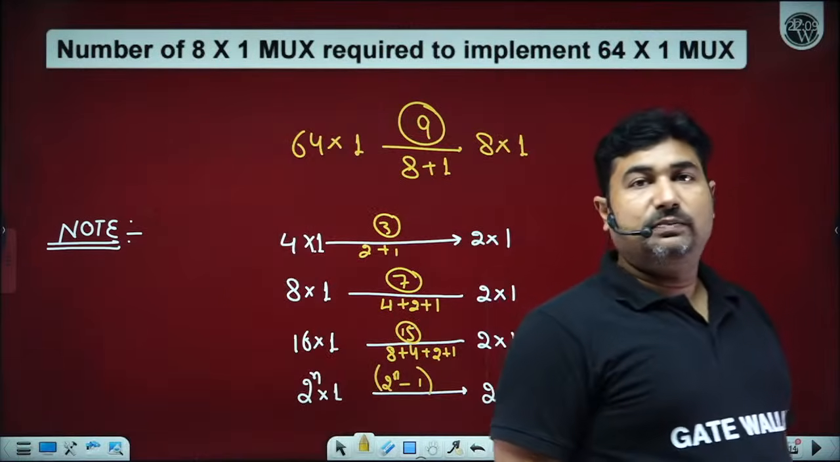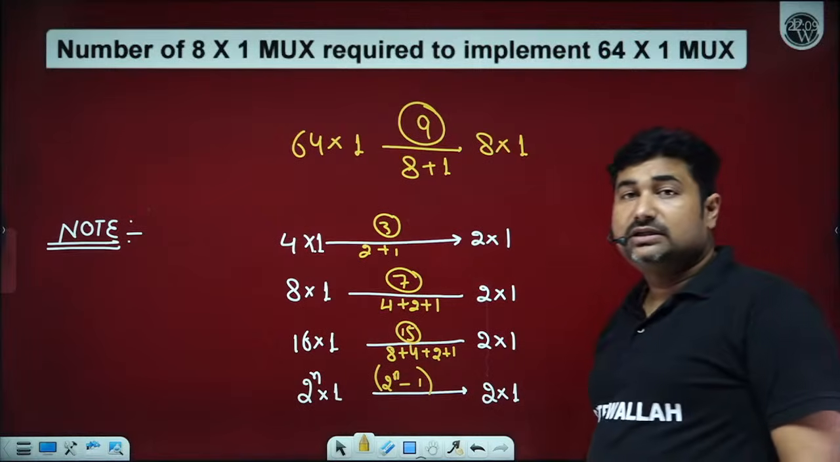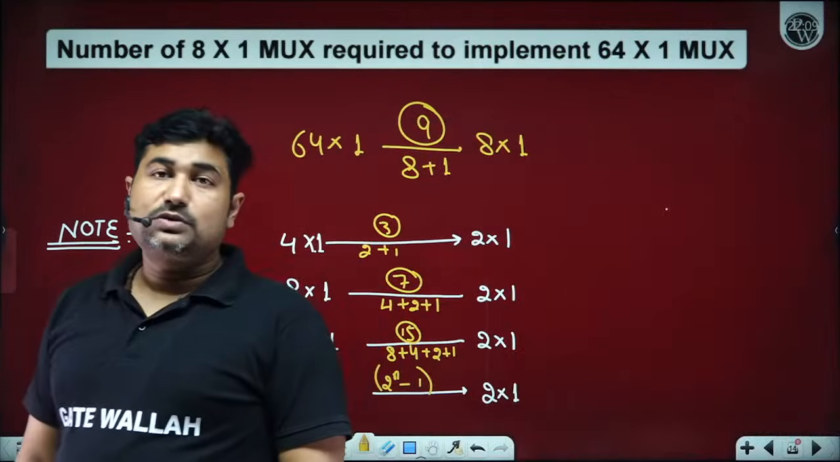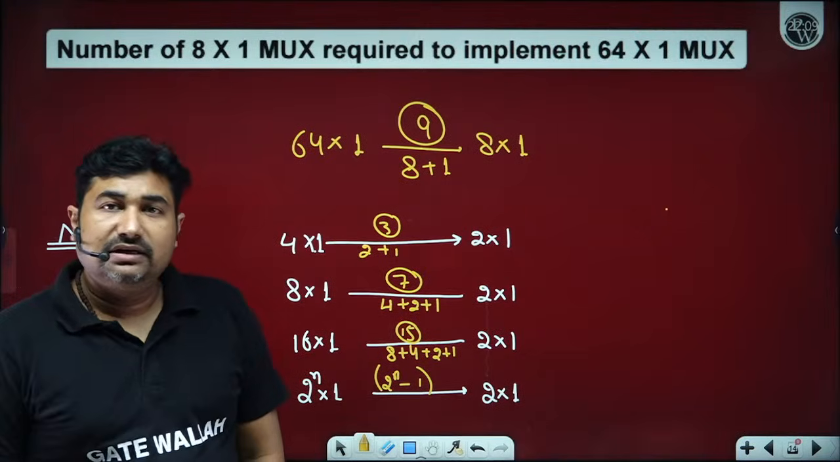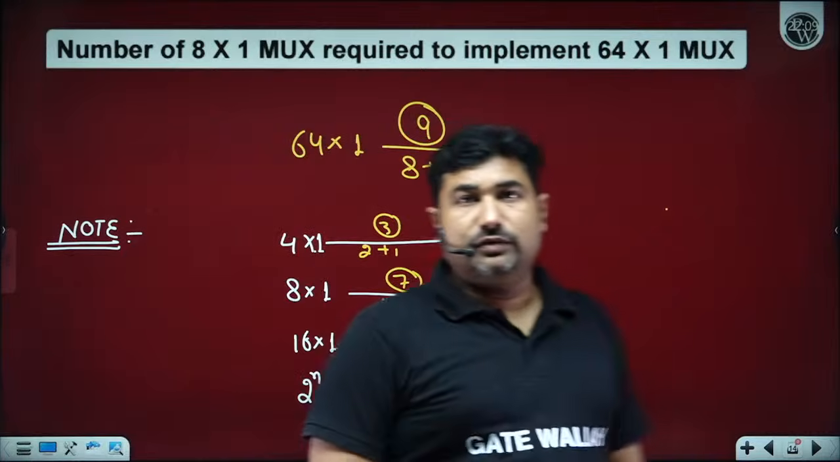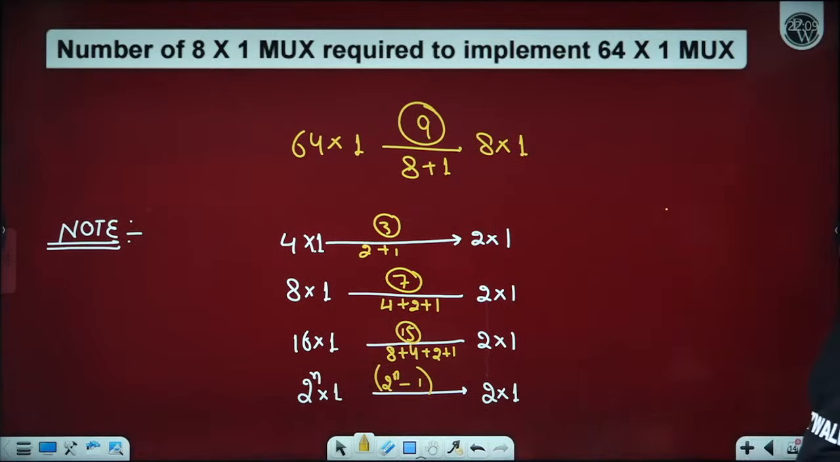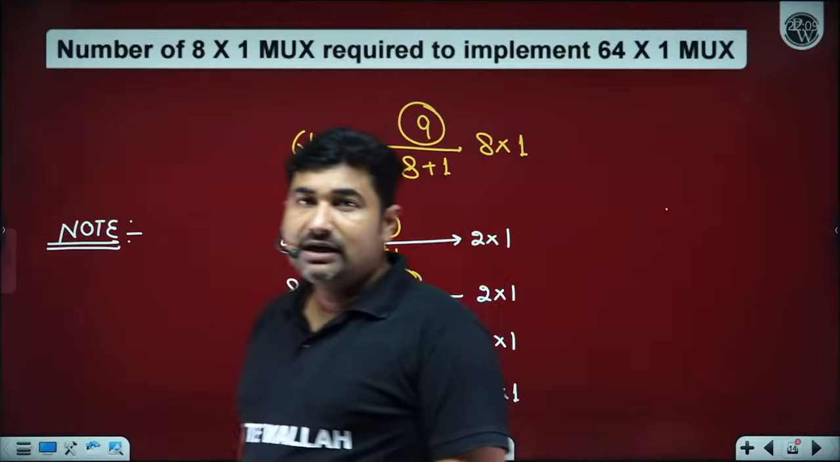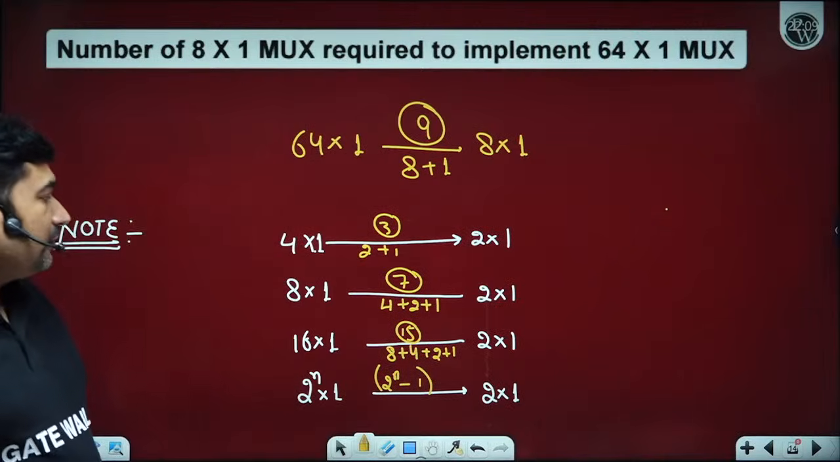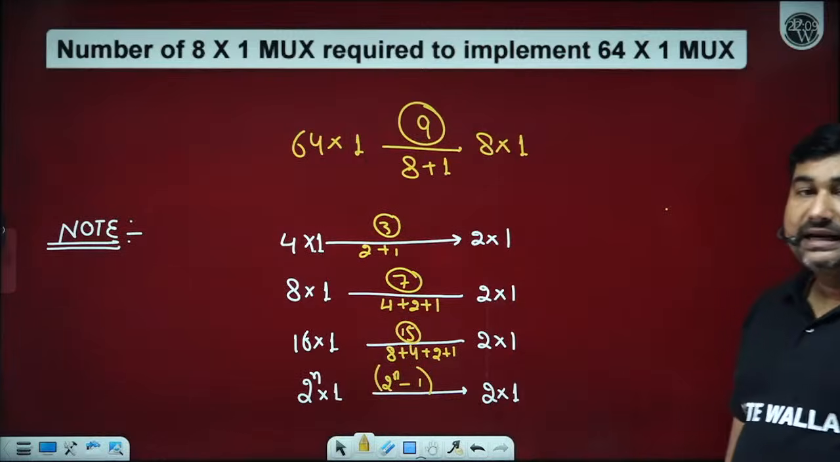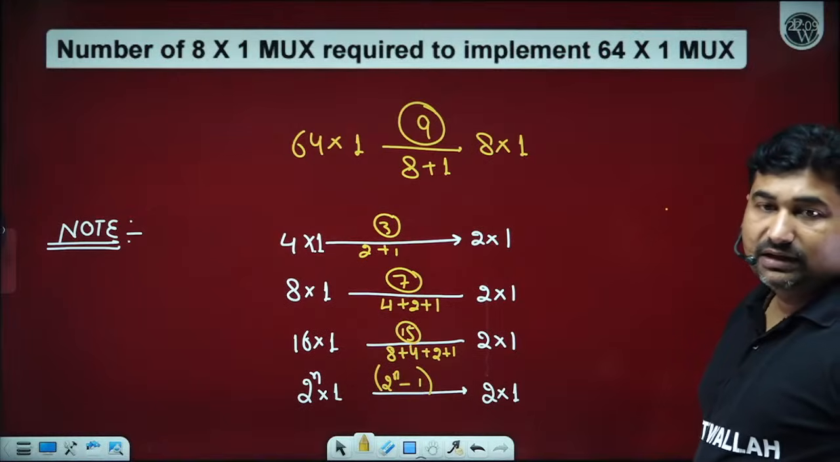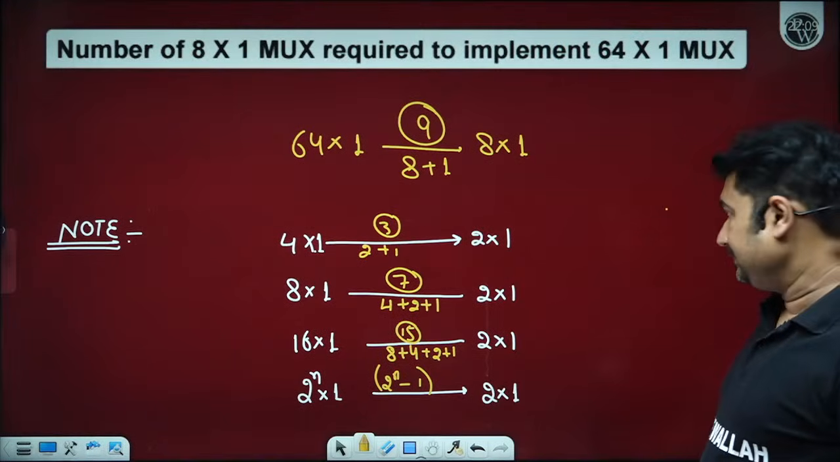Suppose you want to implement 1024 cross 1 by using 2 cross 1. So how many 2 cross 1s are needed? 1023. Hoping all of you able to understand this. It is 2 to the power n, whole minus 1. How many of you now able to understand up to this part? Please let me know by writing in the comment section. Don't write n minus 1. It is 2 to the power n, whole minus 1. Okay, great.